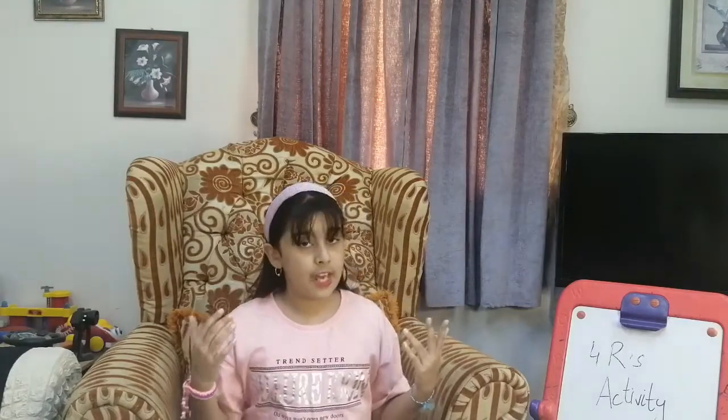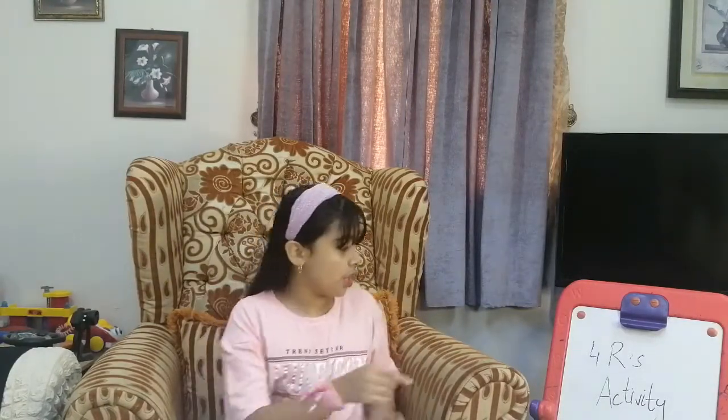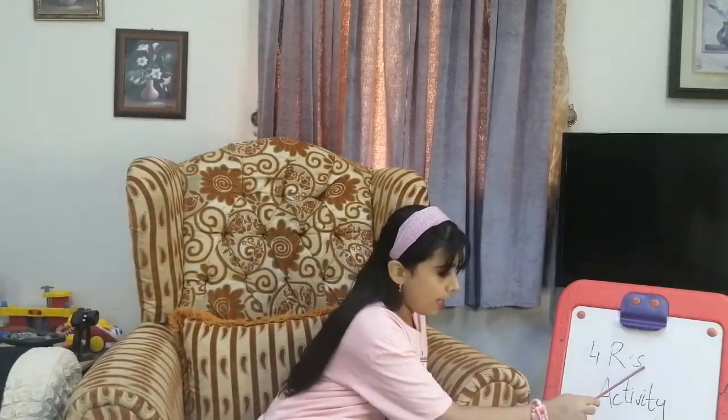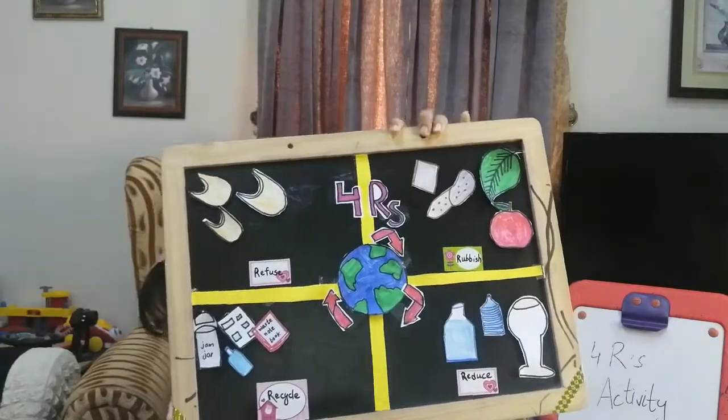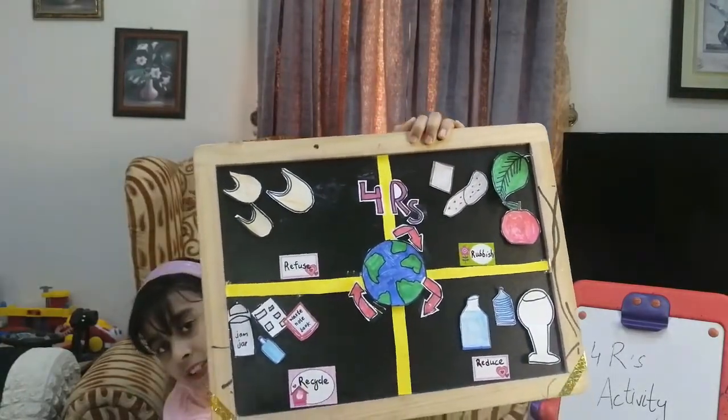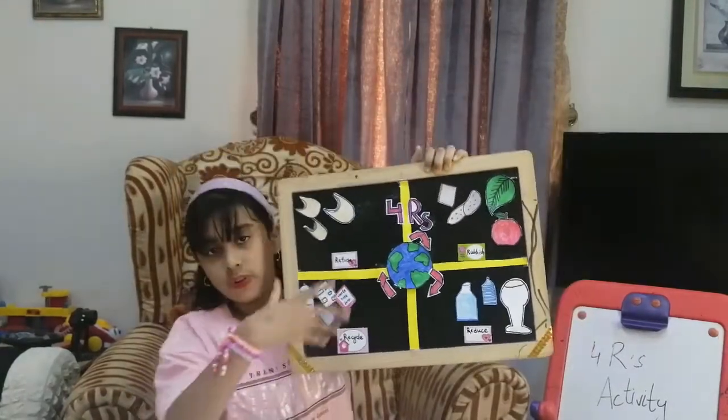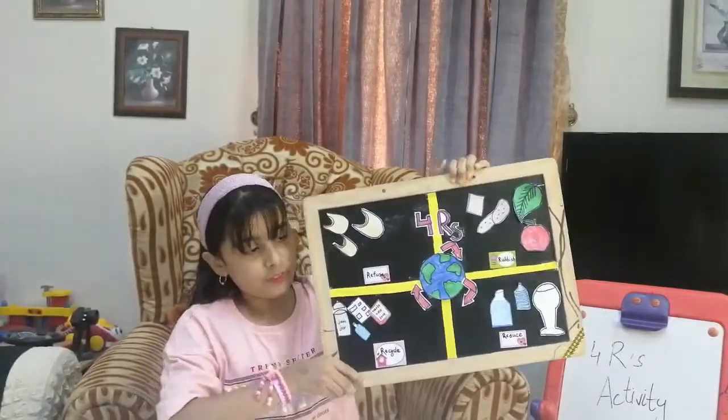So the vacations are over and the schools have started. Today my geography teacher gave me an activity to do, and the topic is 4 Rs. I have already completed this activity, you can see, and I am just going to explain it to you.